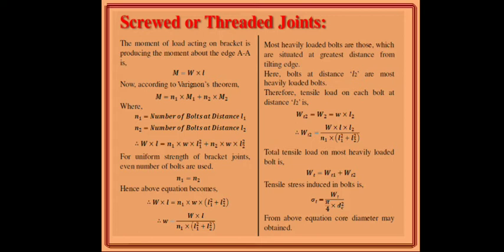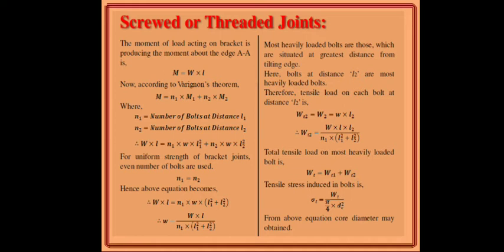So for uniform strength of the bracket joint, an even number of bolts is used, that is N1 is equal to N2. Hence the above equation becomes W into L is equal to N1 into w into (L1 square plus L2 square). Now small w is equal to W into L divided by N1 into (L1 square plus L2 square). So the most heavily loaded bolts are those which are situated at the greatest distance from the tilting edge. So here the bolts at a distance L2 are the most heavily loaded bolts.